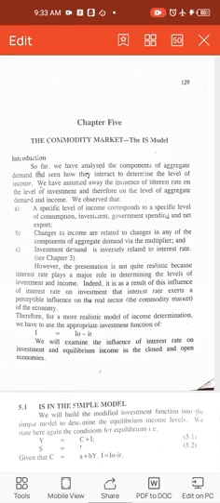Indeed, it is as a result of this influence of interest rates on investment that interest rate exerts a perceptible influence on the real sector. That's the commodity sector. That's what we'll be discussing today. The real sector, or commodity sector. Interest rates have tremendous influence on investment, on the real sector, or the commodity sector of the economy.